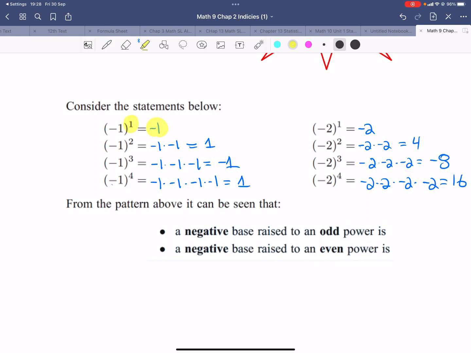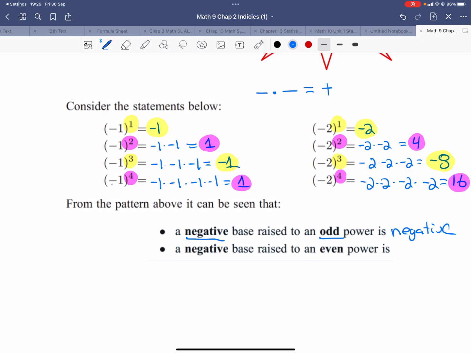When it's raised to an odd number, it comes out negative. But if it's raised to an even number, it's positive. And the reason why is a negative times a negative is always positive. So if you have even negatives, they're always going to come out positive. Okay? A negative base raised to an odd power is always negative. A negative base raised to an even power is always positive.